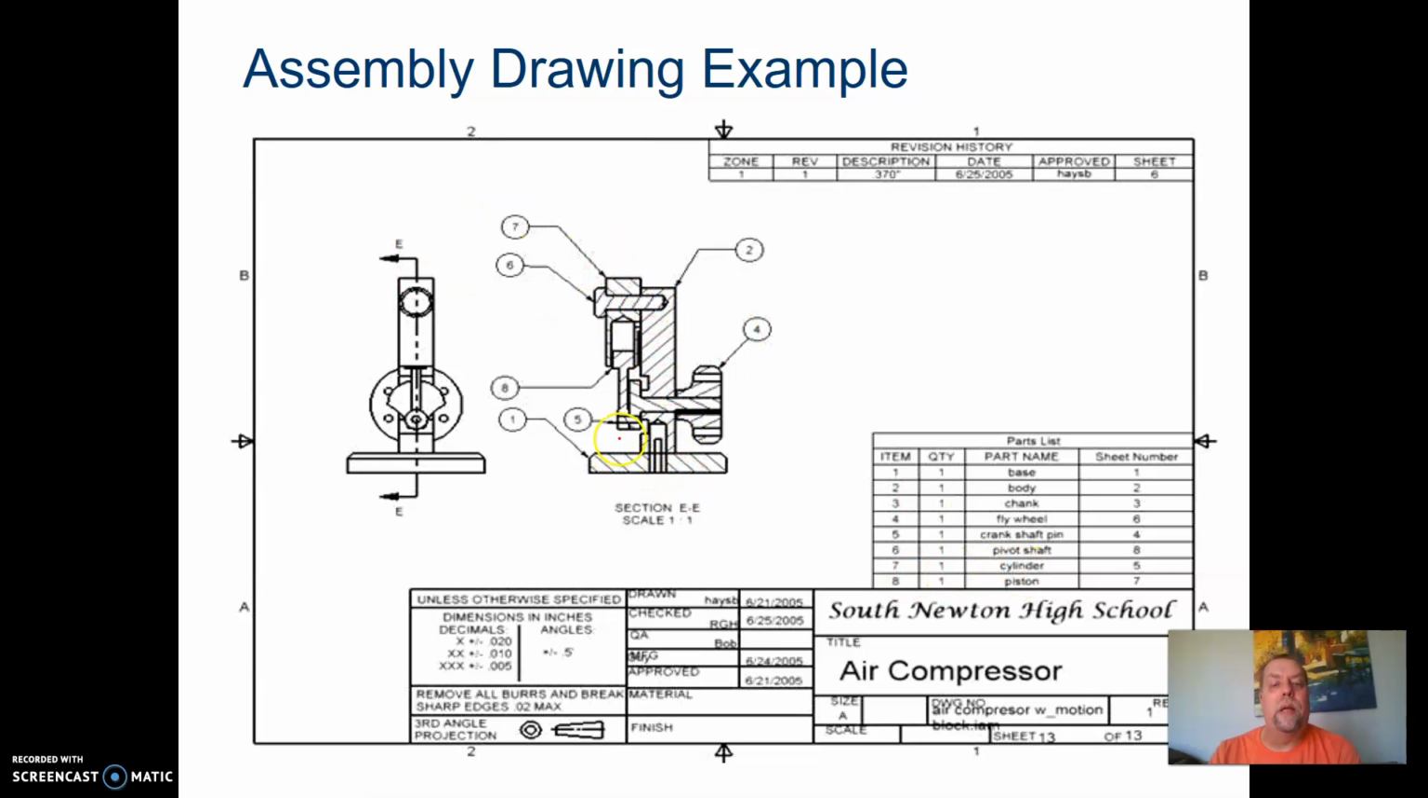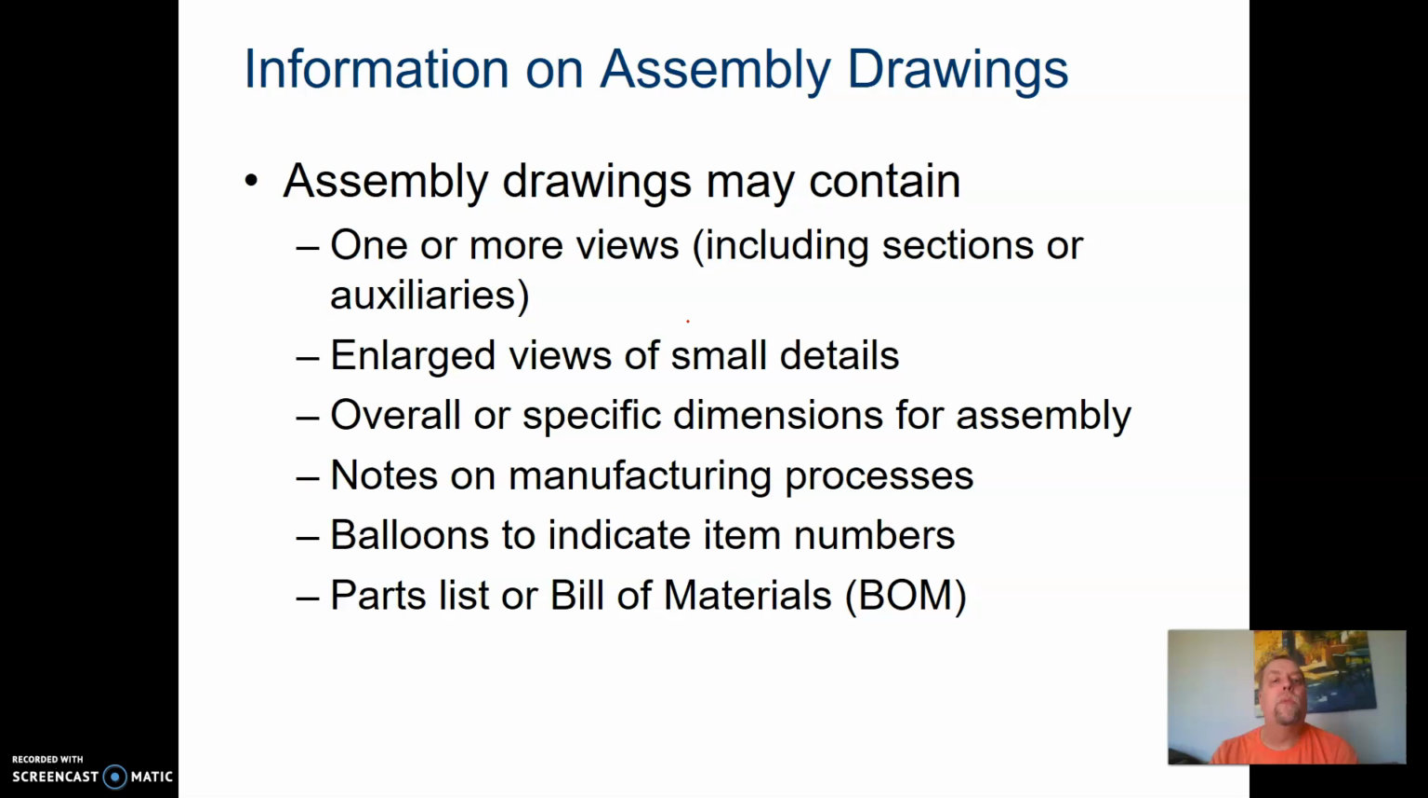They've got a sectional drawing here showing what the inside of it looks like, and then all the different bubbles of all the different parts, so it shows how it goes together. The information that goes on the assembly drawing is one or more views, including generally a sectional or possibly an auxiliary, and a large view of the small details, so that'd be a detail drawing. Overall, the specific dimensions for the assembly.